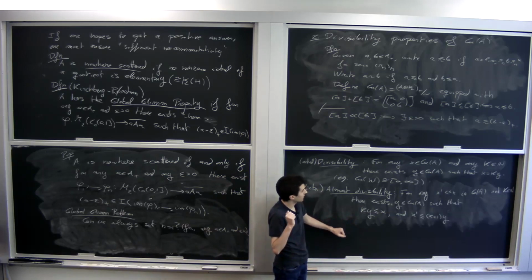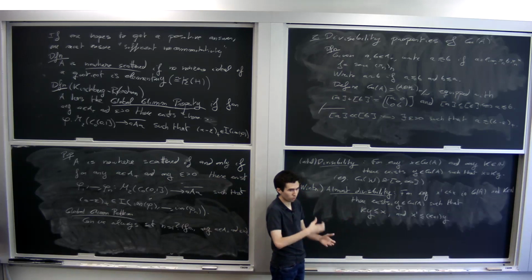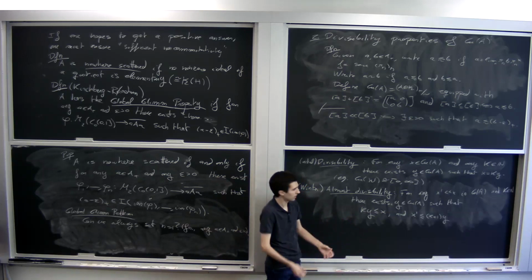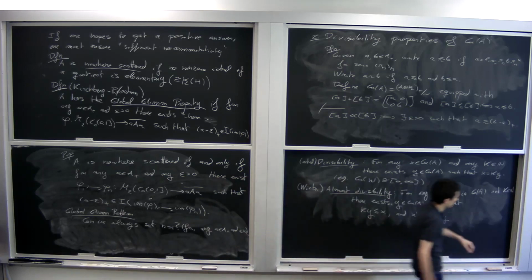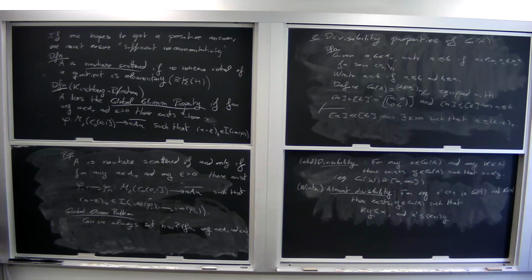But of course, if we want to characterize nowhere scatteredness and the global Glimm property, which both include the family of Z-stable C*-algebras, we need to weaken this further. And so here, now the weakening will come by saying that we will have no control over the upper bound. Now, these are notions due to Robert and Rørdam. And the first one is called k-omega divisibility.